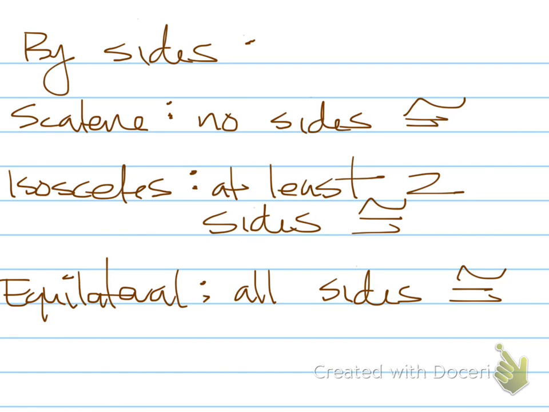Scalene triangles, all three sides have a different measure. Isosceles triangles have at least two congruent sides. In equilateral triangles, all three sides are congruent.